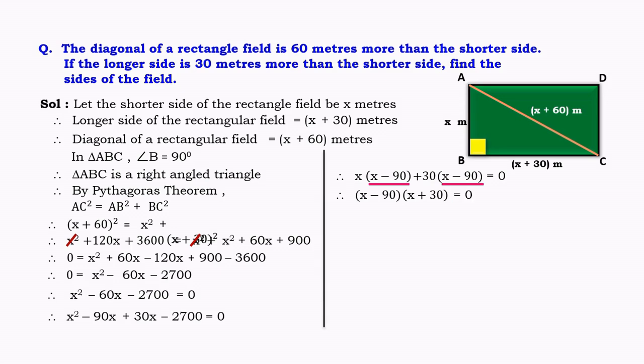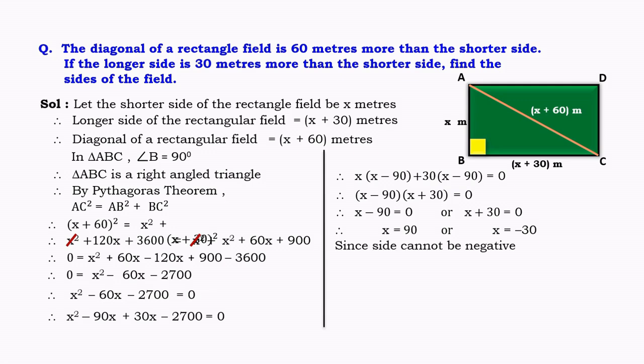Now we group the terms and take common factors. This gives x(x − 90) + 30(x − 90) = 0. Taking the common factor x − 90, we get (x − 90)(x + 30) = 0. The quadratic equation is now factorized. Since the product of two factors is 0, either factor can be 0.